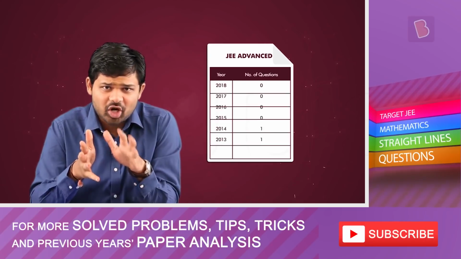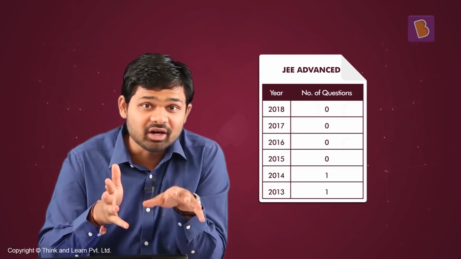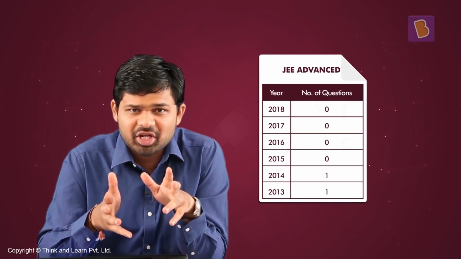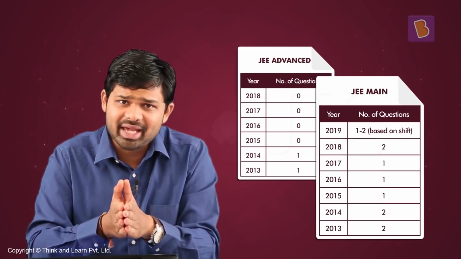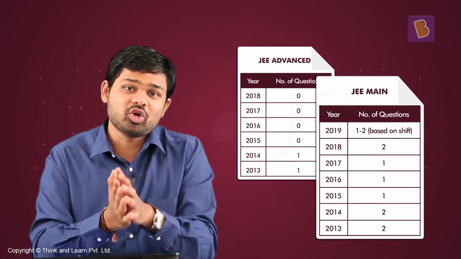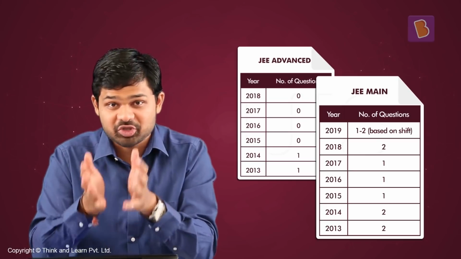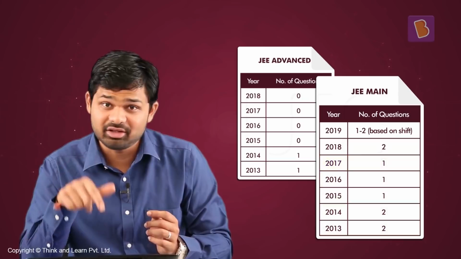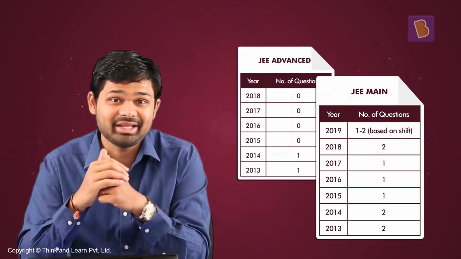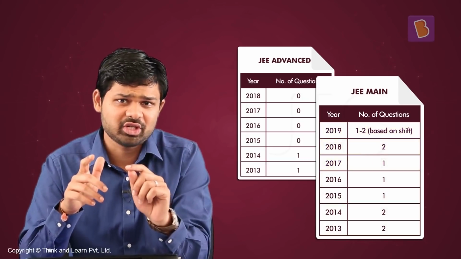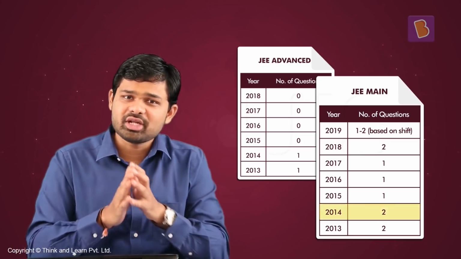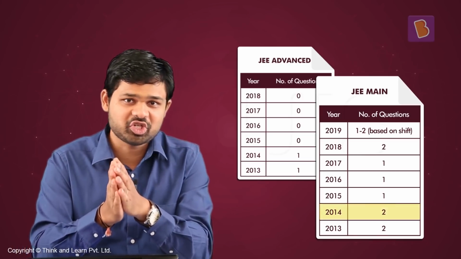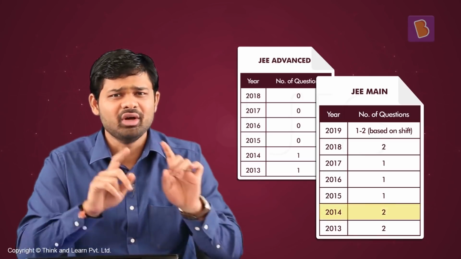Now, straight lines is not a chapter which fetches questions every year in the JEE Advanced examination. This is not the case with the Main, because every year at least 1 or 2 questions come from straight lines in the main examination. In fact, starting 2013 until the recently concluded 2019 main examination, every year 1 question has come. In the year 2014, there were 2 questions which came from straight lines in the main examination.